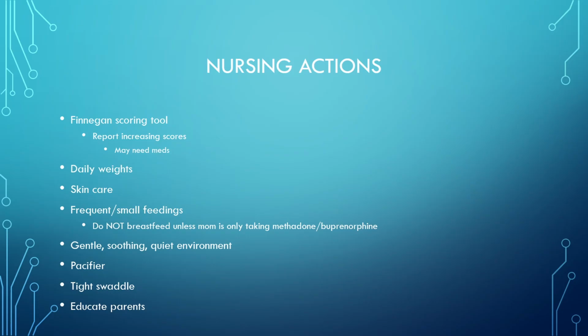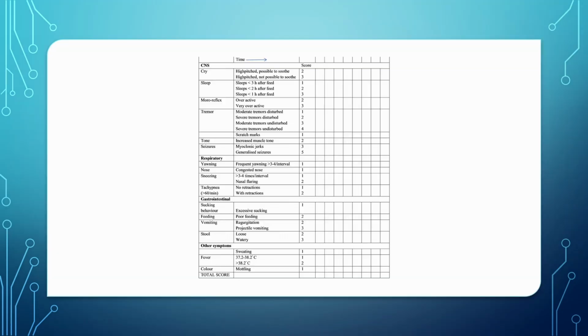You're also going to do daily weights on your babies, skin care, just because they're at an increased risk of skin breakdown with this. Frequent small feedings. Here's that breastfeeding again. No breastfeeding unless it's methadone that the mom is on. You want to have a gentle, soothing environment. So a lot of times these babies are in their own little room in the nursery, lights down, to try and keep it as quiet and calm as possible. And also educate the parents. This slide shows you what that Finnegan score looks at. So you score your baby in all these different categories.